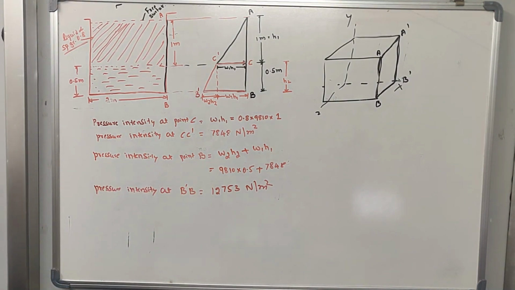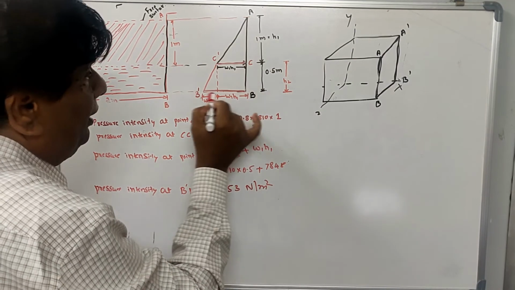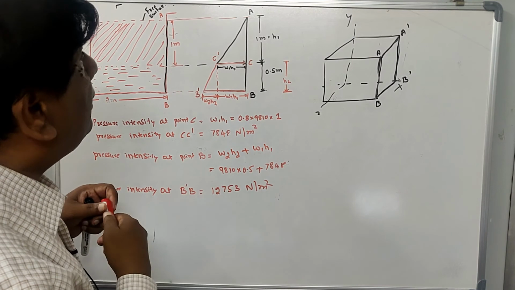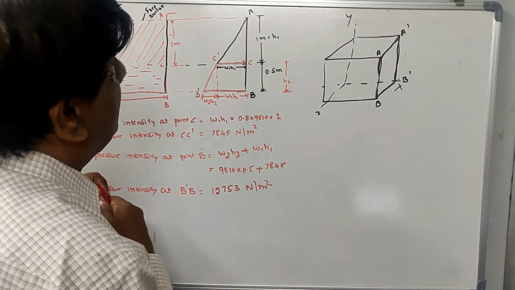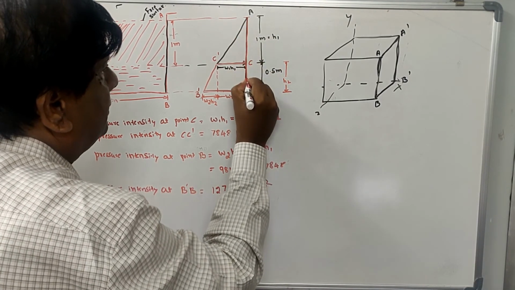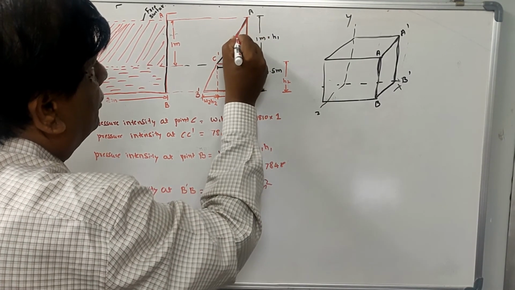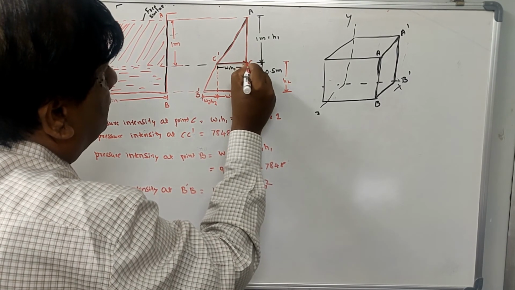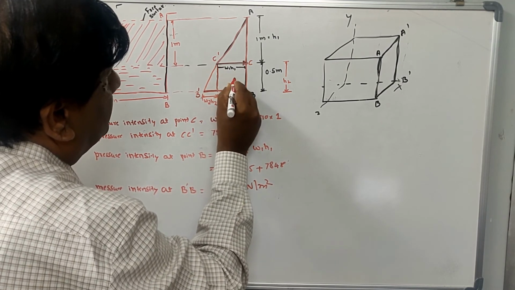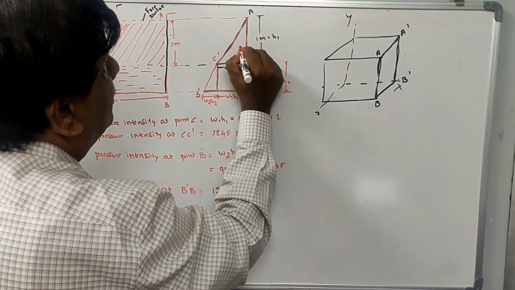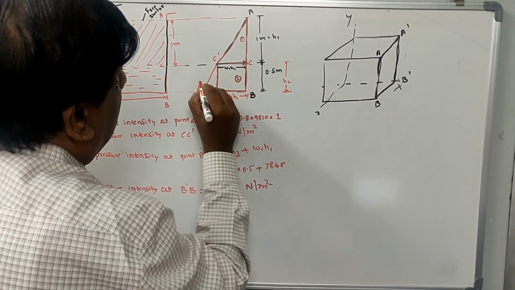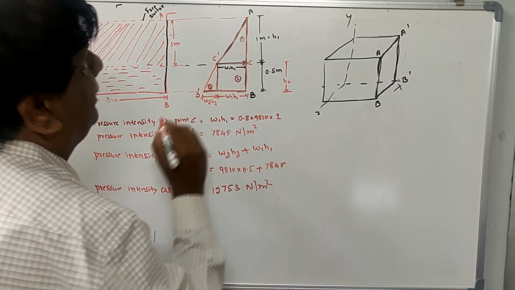So for that, this is an irregular shaped body. What you are supposed to do is divide this irregular figure into one triangular portion, another triangular portion, and a rectangular portion. So this is figure 1, this is figure 2, and this is figure 3.